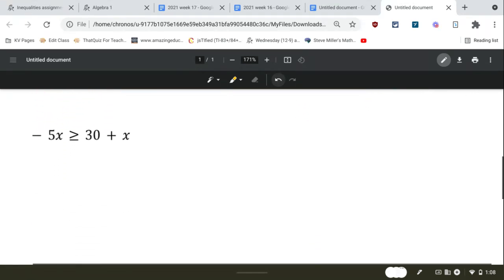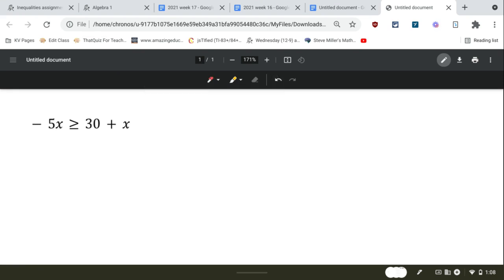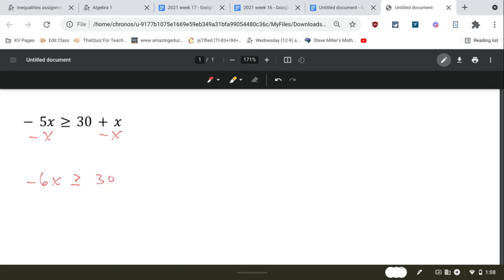Let's go ahead and do one more here. For this one, I've got variables on both sides, so I need to move all my variables to one side. So I'm just going to subtract this x from both sides here. That's going to give me negative 6x is greater than or equal to 30. And then to solve it from here, I'm going to divide both sides by negative 6.